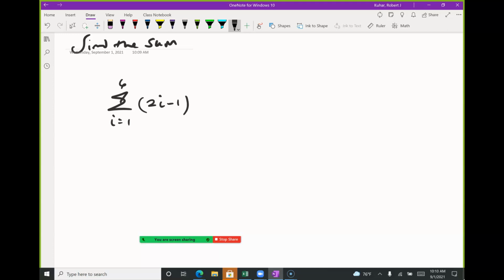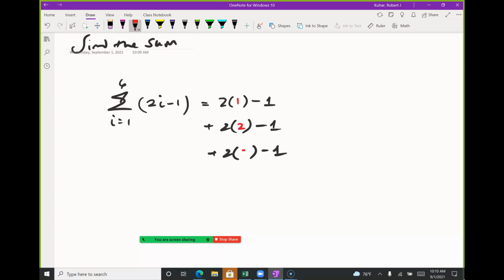And so let's do it the simple way, the kind of childish way first. I want to put i in as 1 up to 6. So I like doing 2 times 1 minus 1 plus 2 times 2 minus 1 plus 2 times 3. This is me thinking on paper as opposed to thinking in my head, but you see what's going on.